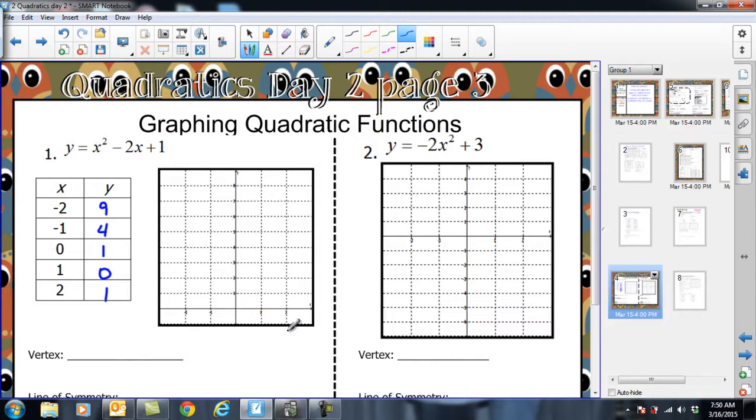So we're going to plot these. And so we're going to start with -2 and 9 way up here. -1 and 4, 0, 1, 1, 0, and then the next one is 2, 1. And then if we wanted to continue to be symmetrical, there would also be a point over here. We just didn't put it in our table. So now what I have is a parabola that looks like this, and I don't have the whole parabola. It stops over here, but I have enough of it that I can answer some questions.